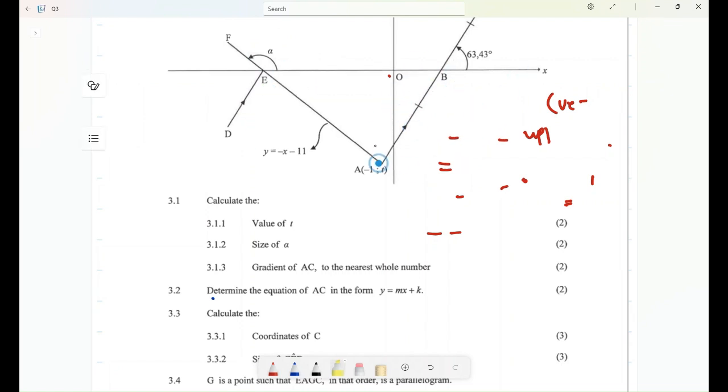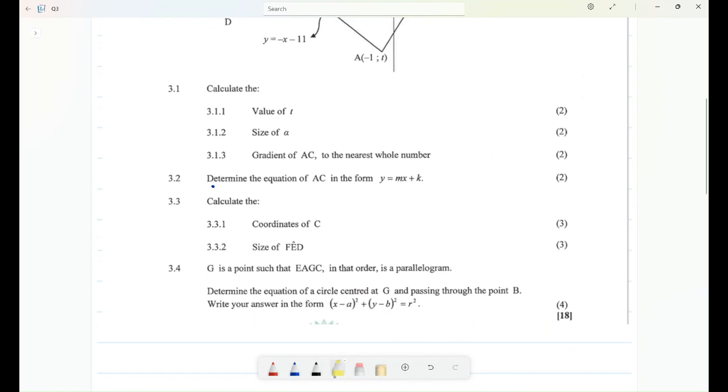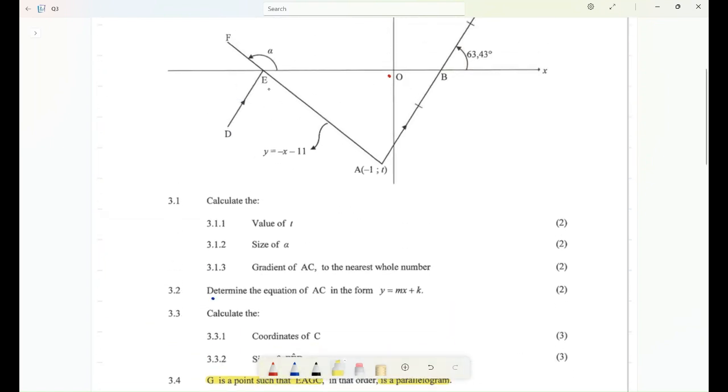The last question says to us now, G is a point such that EAGC in that order is very important. Let me come here. G is a point such that EAGC in that order is a parallelogram. Okay, let me see. EAGC. Remember, a parallelogram is something like this. Okay, it wants to be like a rectangle, but it is not. And the properties now say to us, these are the midpoints thereof. Are the midpoints.